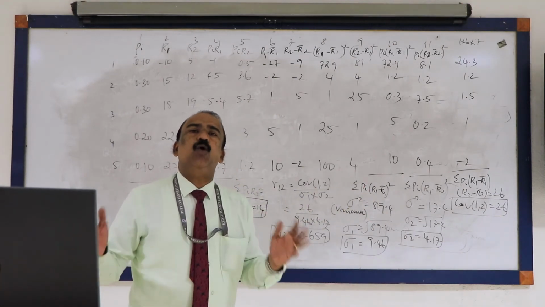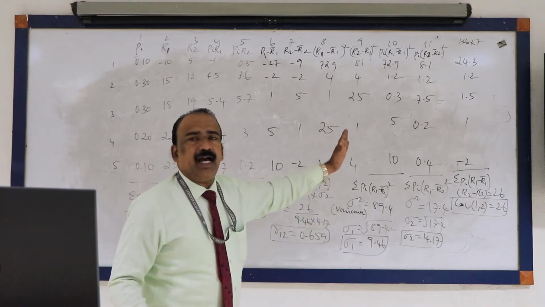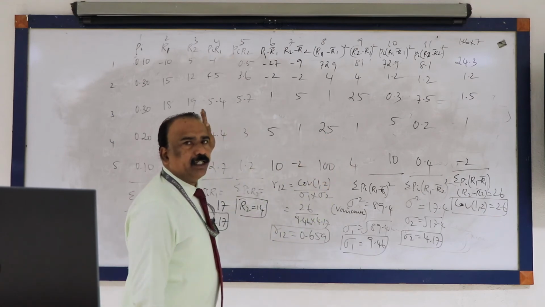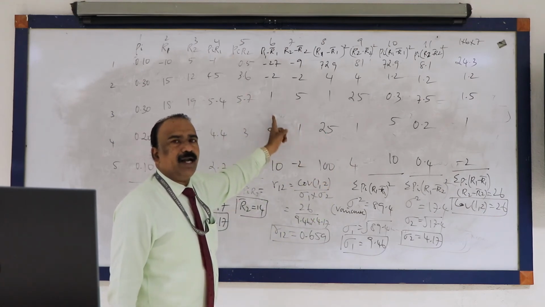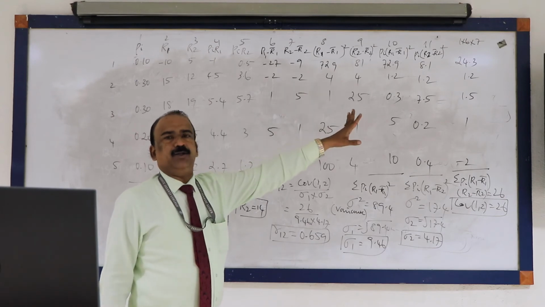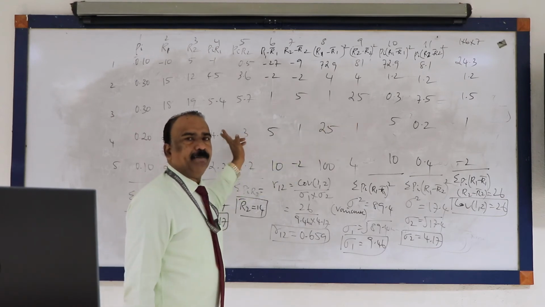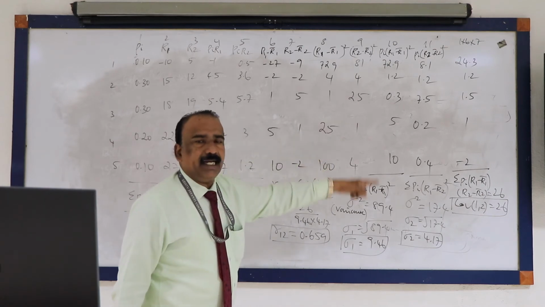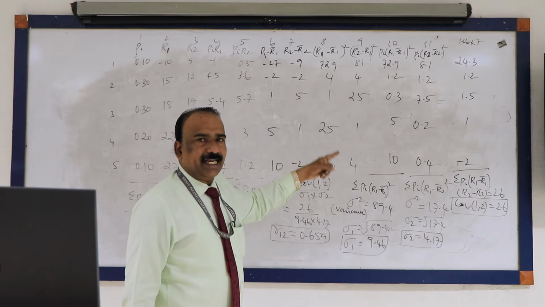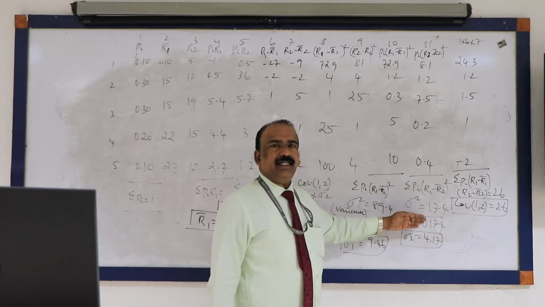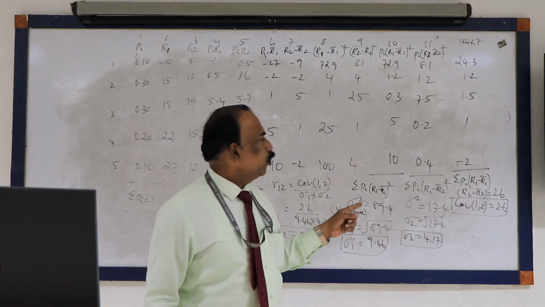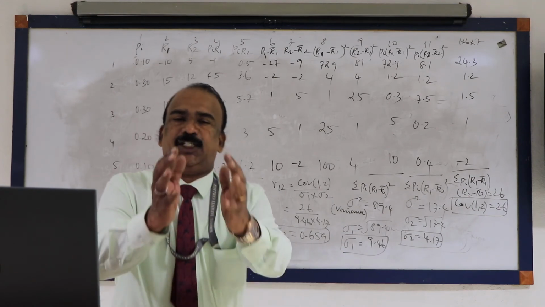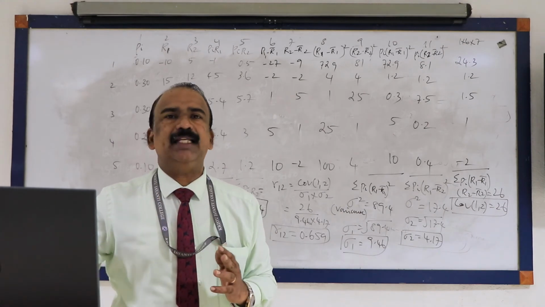Now, how to get the covariance? The values are already given. You just multiply pi into the deviations, that is R1 minus R bar 1, R2 minus R bar 2. Not square the deviations, just the deviations with the pi. We will get the covariance for each state of nature. Get the total, that will give you the covariance. So here the covariance is positive. What does it mean? Both the stocks are moving in the same direction.